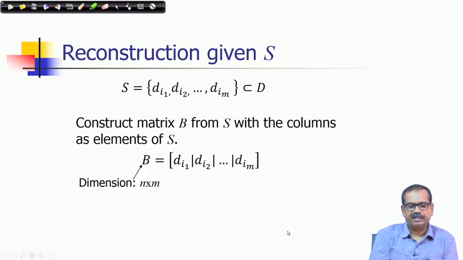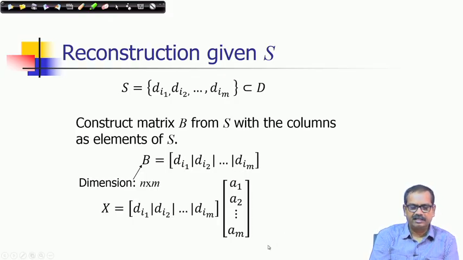So, the dimension of B should be n cross m. As you know, the dimension of each element of D is small n. So, each column vector is of dimension n, the number of rows would be n, and since there are m atoms, you will have m columns. So, the dimension is n cross m, and the linear combination of these atoms can be conveniently represented in this form.